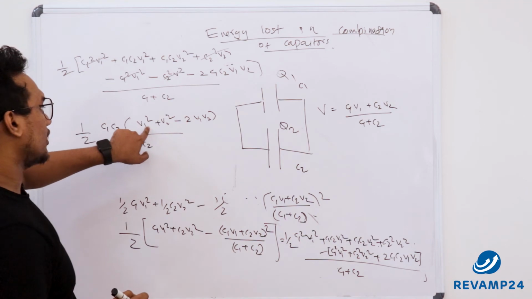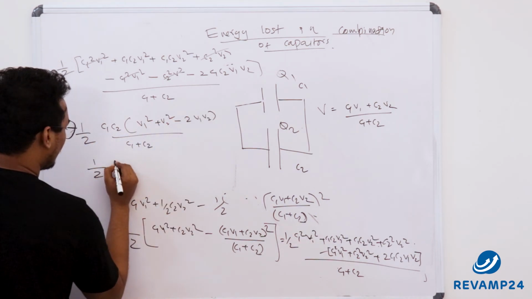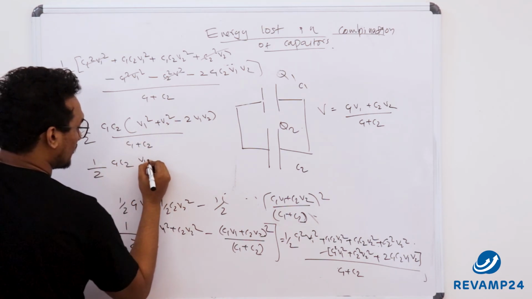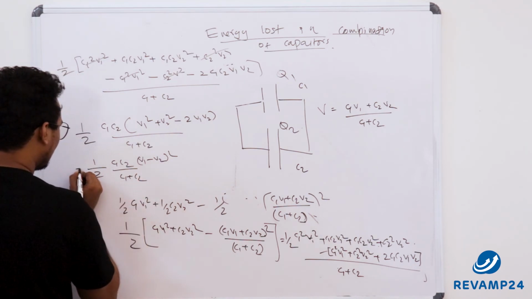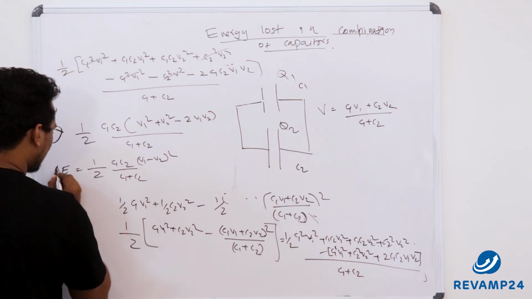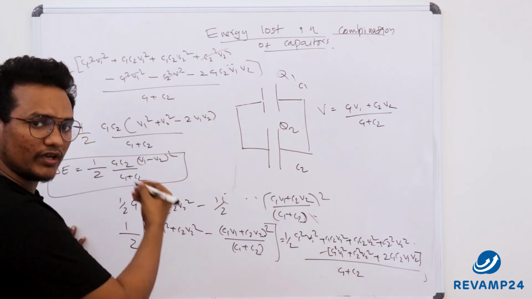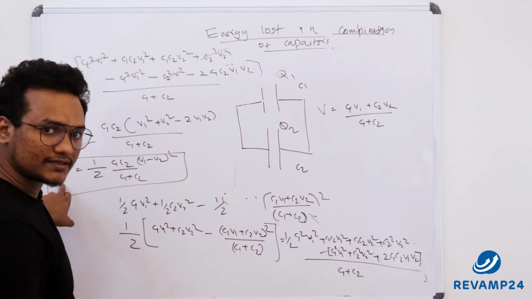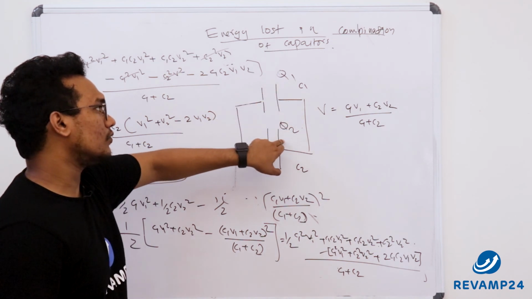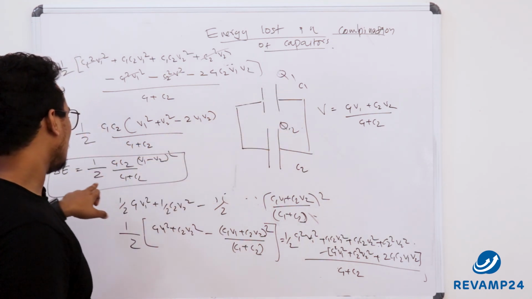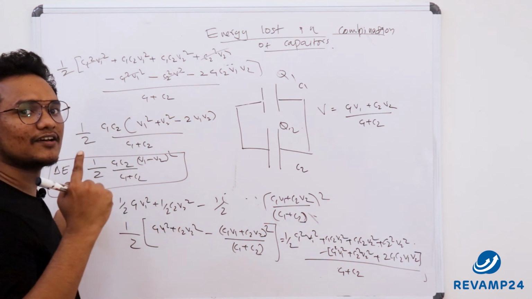What is this? A square plus B square minus 2AB, that is A minus B the whole square. So this will be half C1 C2 into V1 minus V2 the whole square divided by C1 plus C2. This is the delta E. What is delta E? For CBSE students this is very important. It is the energy lost while connecting two capacitors which are initially charged with Q1 Q2 at potentials V1 V2. This is the change in energy, that is initial energy minus final energy.